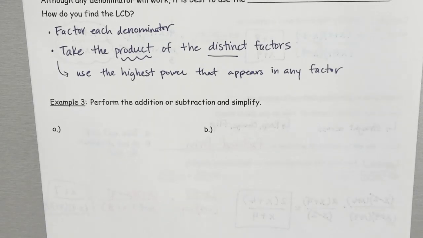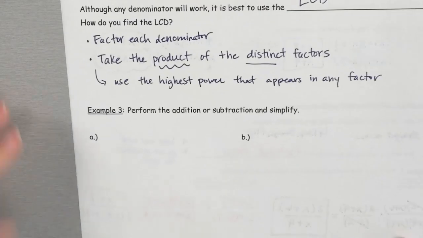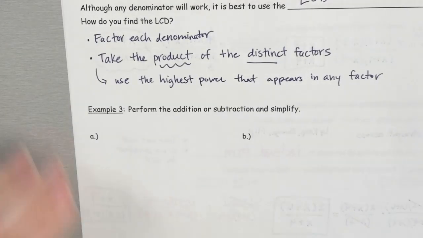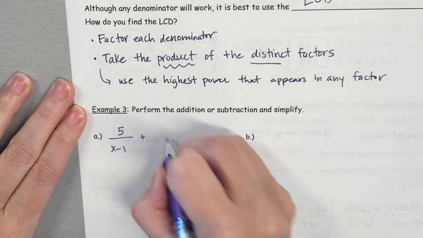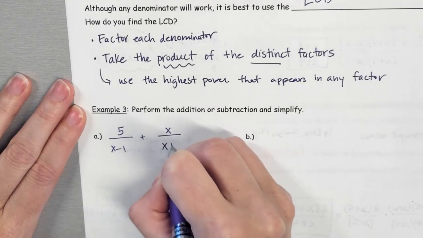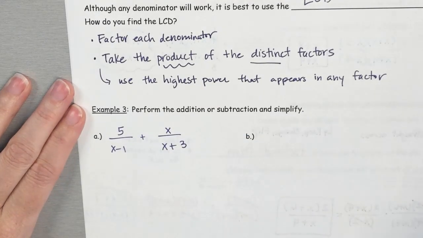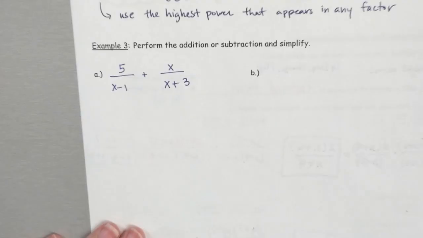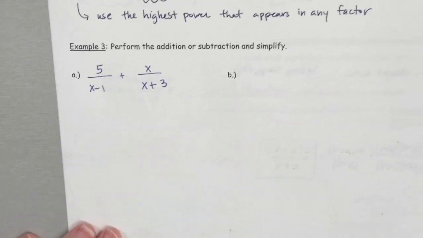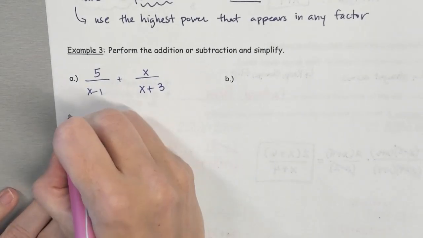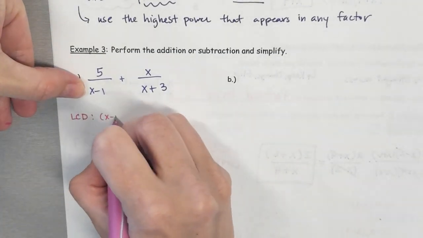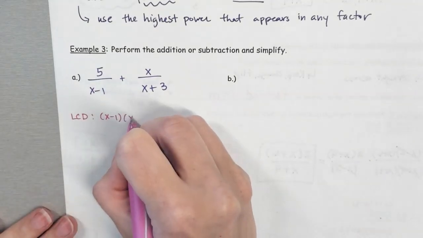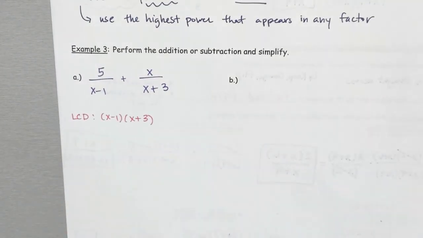Okay, so we're going to start with some simpler examples, okay? So we have 5 over x minus 1 plus x over x plus 3. Okay, so your LCD is always the factors multiplied. So this is a factor, x minus 1. This is a factor, x plus 3. So your LCD is just those two multiplied together.